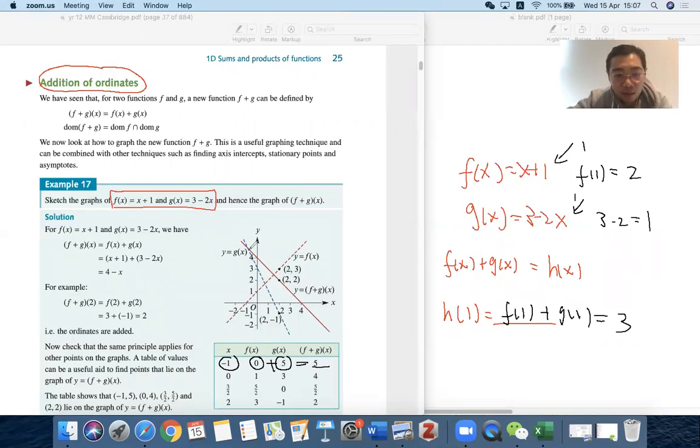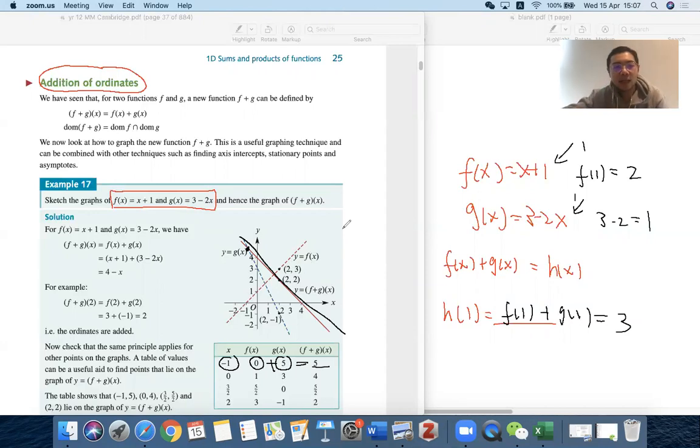Okay, so it's going to be over here. And if we keep adding enough dots, we can get this straight line. Okay, this is called addition. Basically, you're holding the X value the same, but just adding the Y values together.